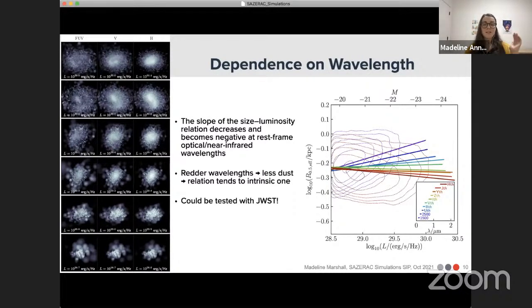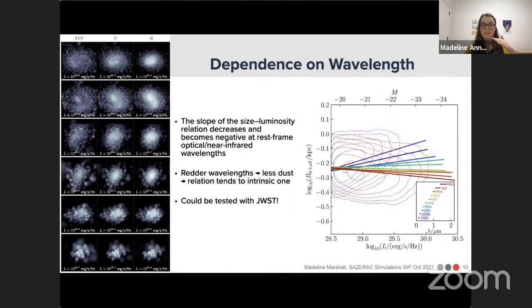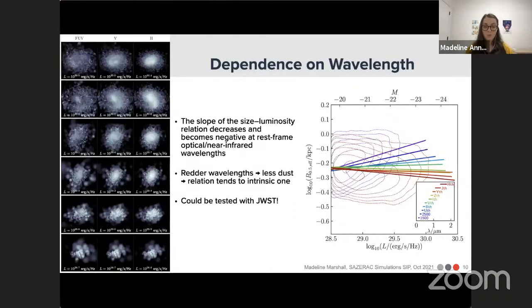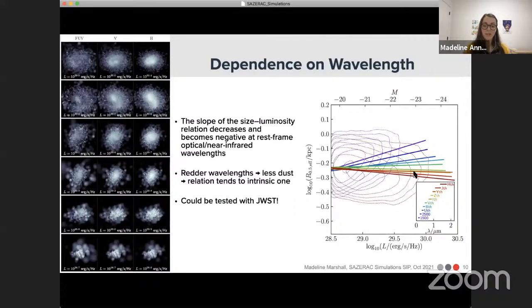And so what we see is that the slope of the relation actually decreases and then becomes negative as you go from the far UV through to the optical. What's happening here is that at redder wavelengths, you have less dust attenuation, and therefore your relation is tending towards that intrinsic relation. Now, at the moment, we're really limited to studying galaxy sizes in the far UV, so in the purple bands here with Hubble. But with the launch of JWST later this year, hopefully we might be able to start measuring in detail the sizes of a lot of these galaxies at much redder wavelengths.